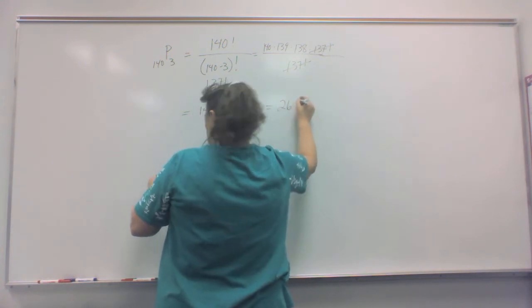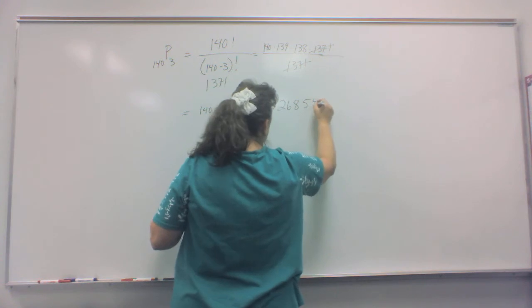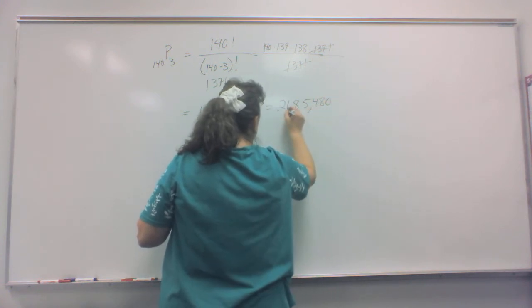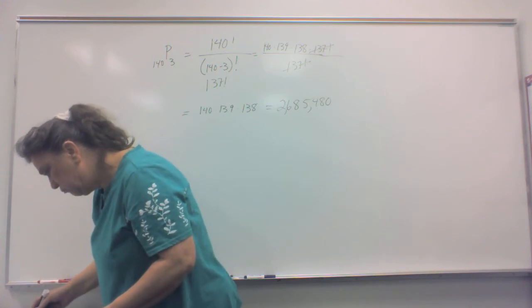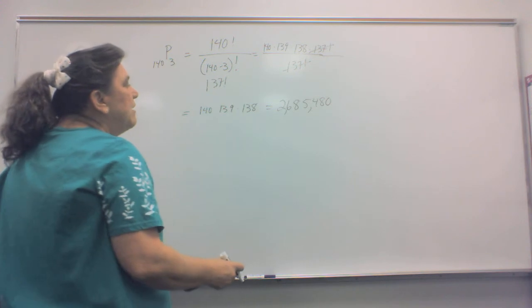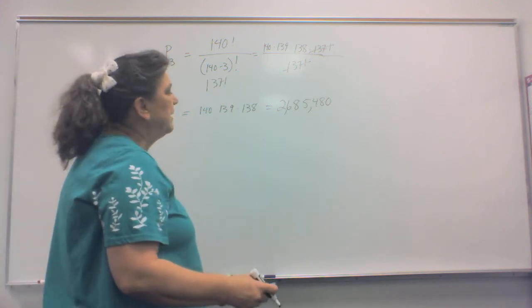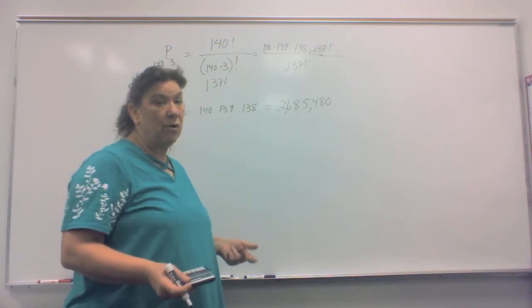2,685,480. That is the number of possibilities there are.